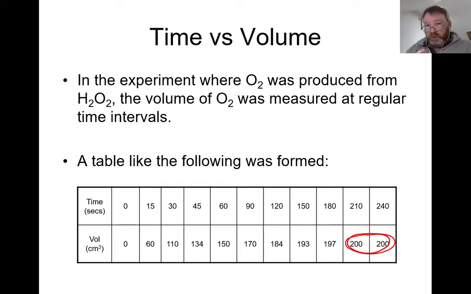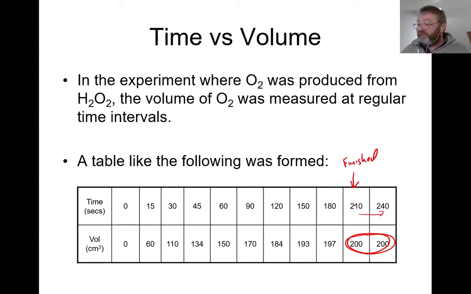So therefore, one of the questions they love to ask in the exam is this: at what time did the experiment end? Now, did the experiment end at 240? Well, the answer is no. There was nothing produced between 210 and 240. Nothing was produced. So that means that the experiment ended here. So the first time you hit a repeating volume is the time that you call the reaction over, finished, kaput. Okay, so this is where it finished.